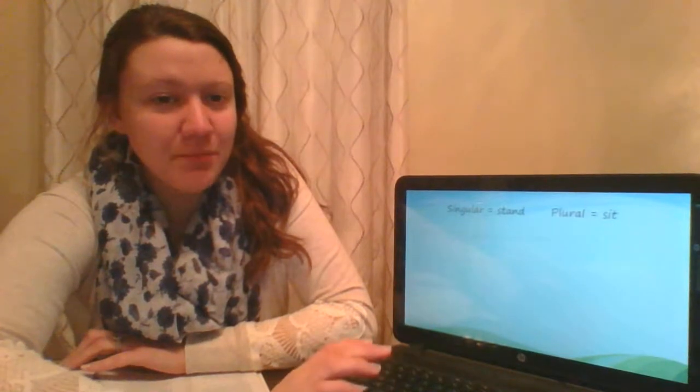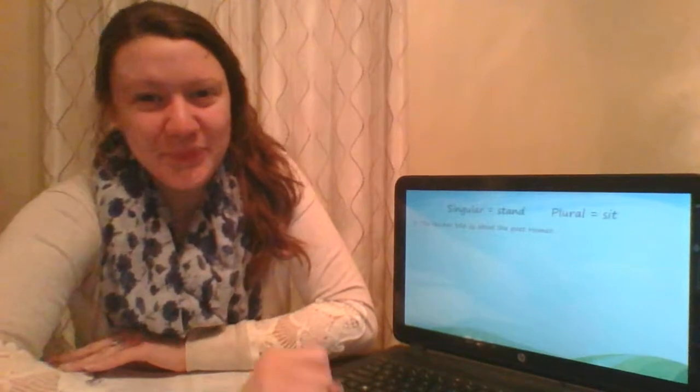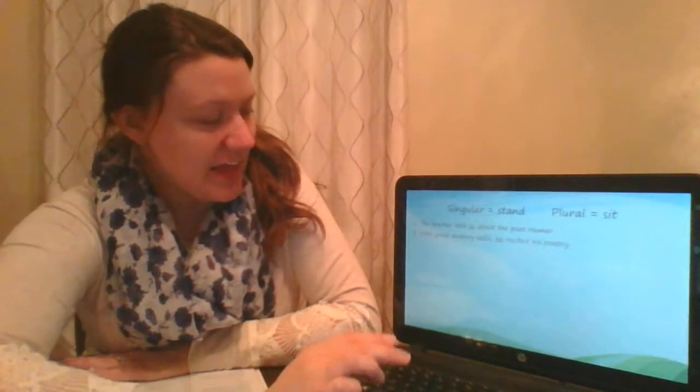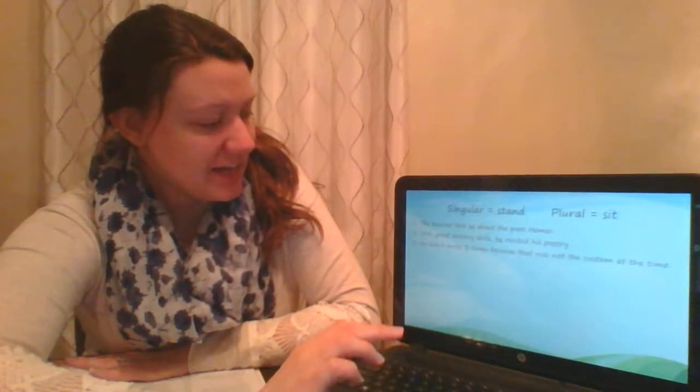Everyone is standing. Number one, the teacher told us about the poet Homer. Us is the underlined word. Is us singular or plural? Ready? Go. Okay, a lot of us chose plural, and that is correct. Us is more than one person, right? Awesome. Number two, with great oratory skills, he recited his poetry. He is the underlined pronoun here. Is that singular or plural? Ready? Go. All right, he is one. Everybody got that? Yes.